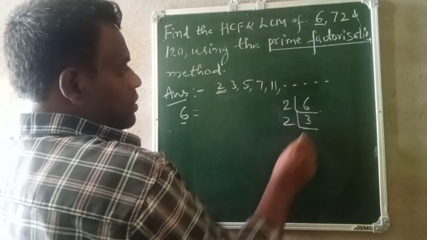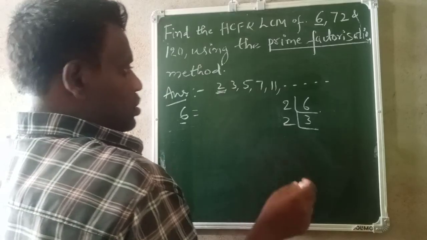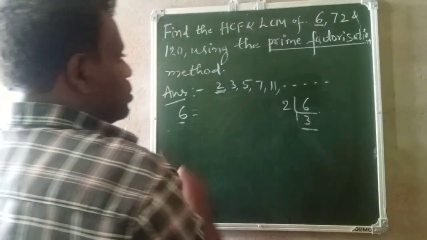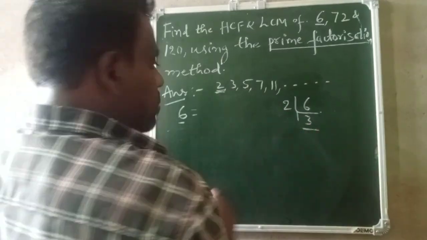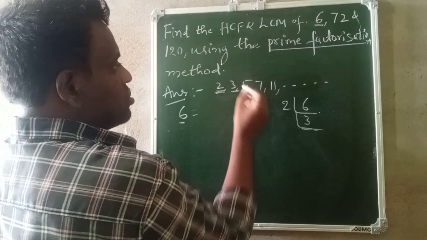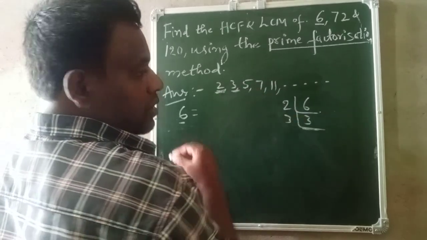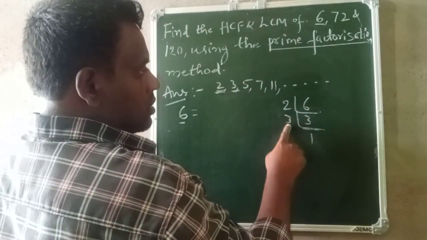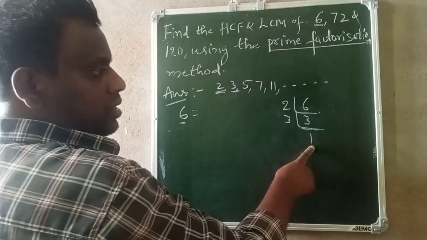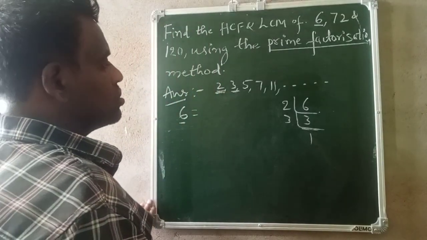Sorry, 2 is not. This 2 cannot divide 3 completely. So we have to check the next number. The next number is 3. So write that 3 right here. Now 3 ones are 3. Now if you get 1 here, you have to stop the division process.